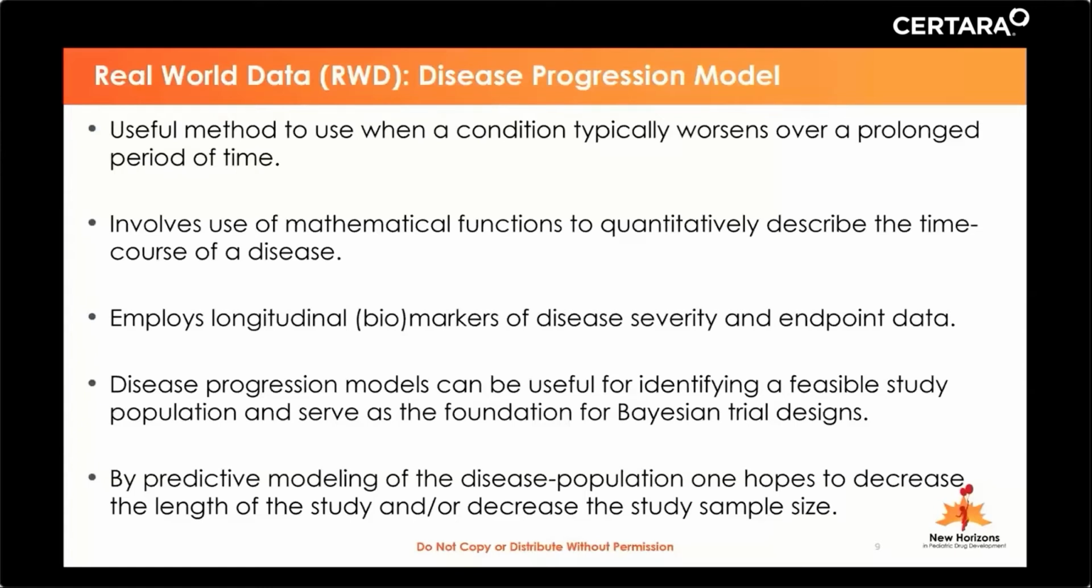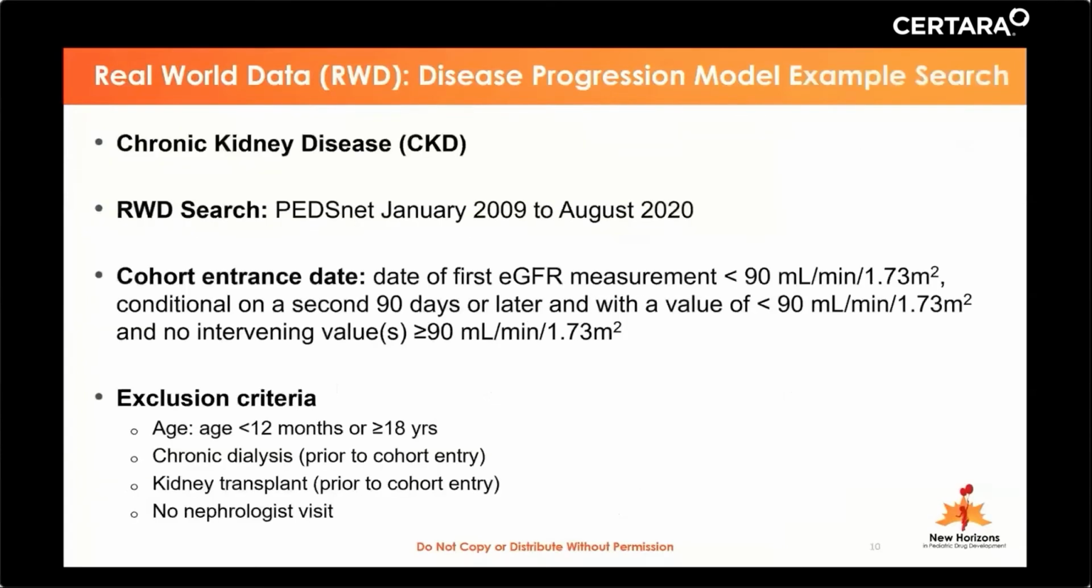It involves the use of mathematical functions to quantify and describe time courses of disease, and it employs longitudinal information of markers of disease or biomarkers tied to a particular endpoint. And like I said, these can be useful for alternative strategies for trial design methods. And as we mentioned, shortening the time, because you can predict the decline of the disease, or particularly the number of patients that will get to the endpoint, they can shorten the time or potentially shorten the number of patients.